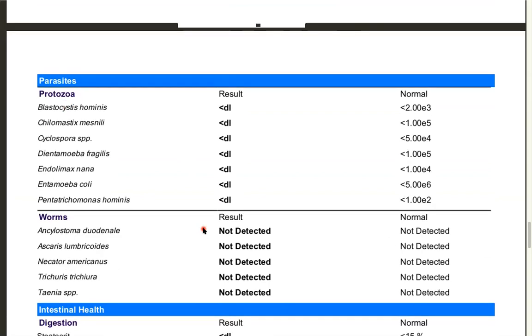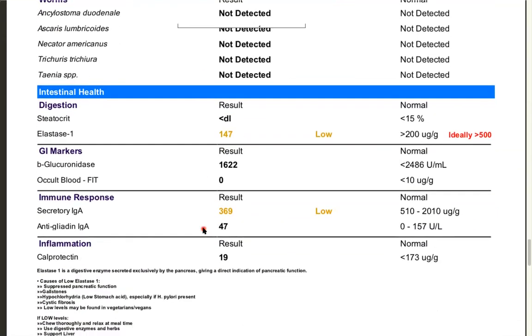There were no parasites and no worms in this case. That's great. We can rule that out. And these are our markers of intestinal health. These are our markers of how well our organs of digestion are doing. So our organs of digestion are our stomach, our liver and gallbladder, our pancreas, our small intestine, our large intestine, and then finally our colon over here. So it kind of goes top down, starting at the stomach and ending with the colon here.